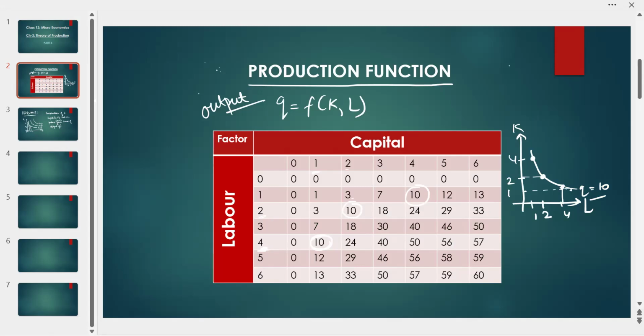Understand? Similarly, we can consider another level of output, let's say 24. And we can get another isoquant using the output level 40. So this is how we can get the isoquants using different units of inputs. That's all about the isoquant.